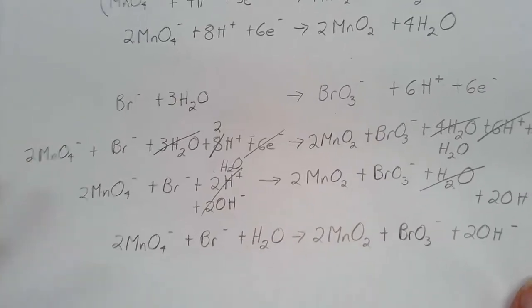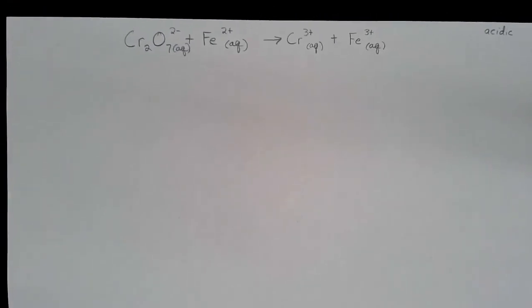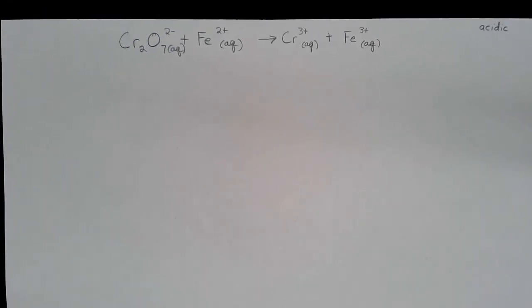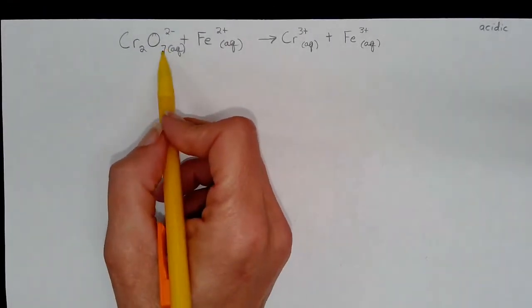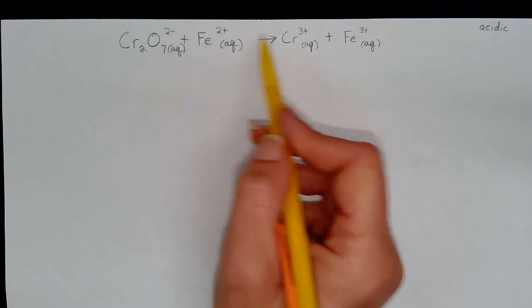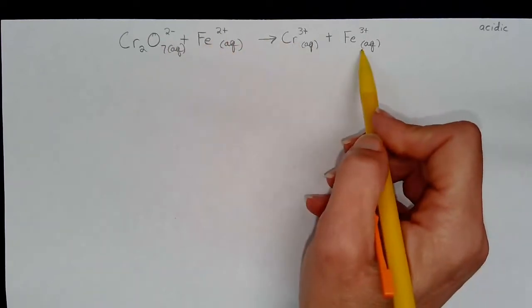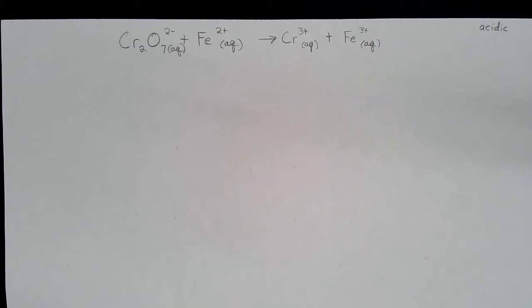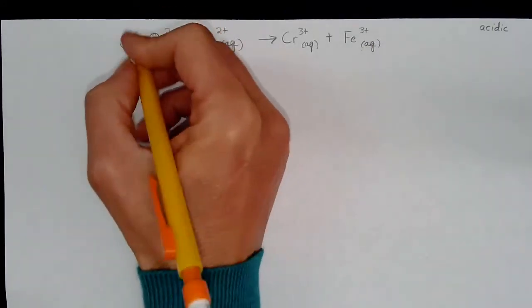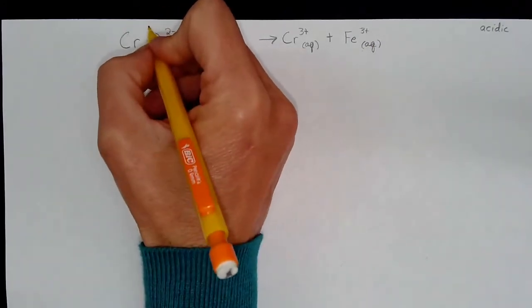Alright, one more example, one more practice problem. We'll go back to acidic solution to practice this one. This is the dichromate ion plus the iron 2 ion forming the chromium 3 ion and the iron 3 ion. And so we're going to start, as always, by assigning oxidation states.